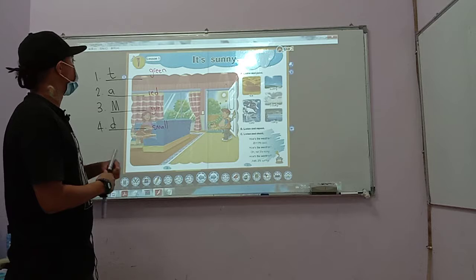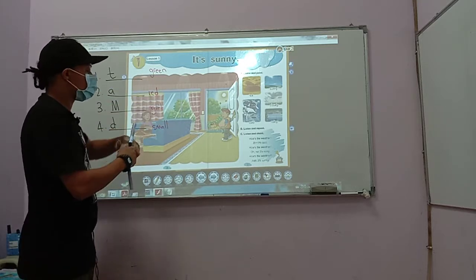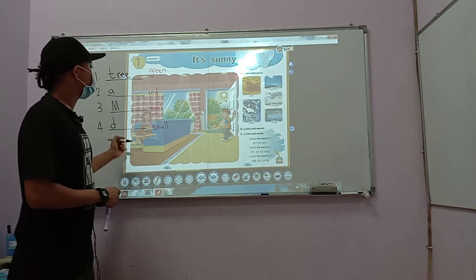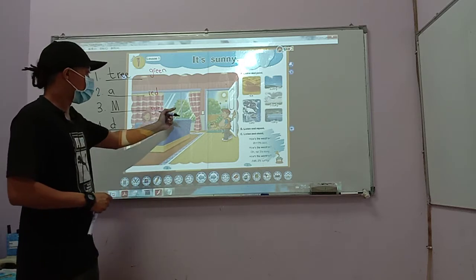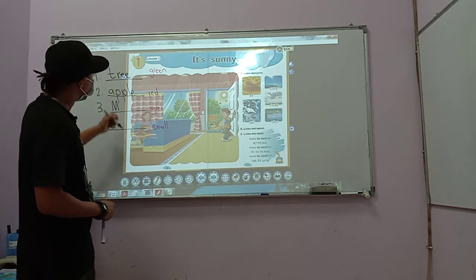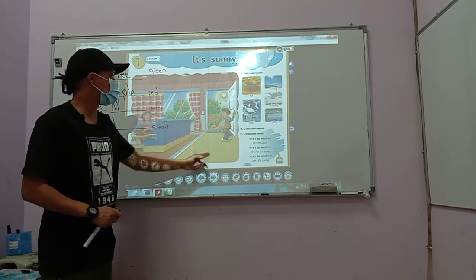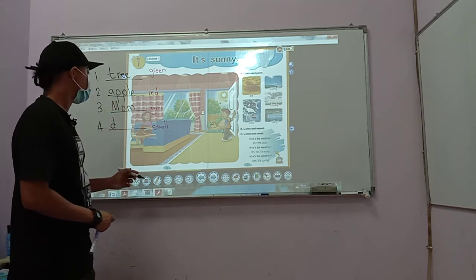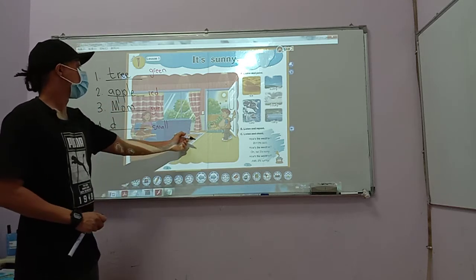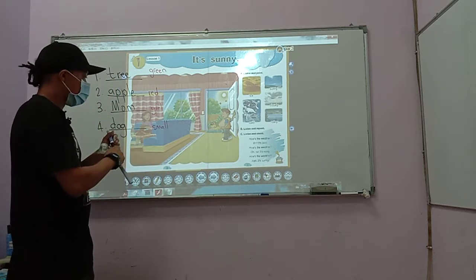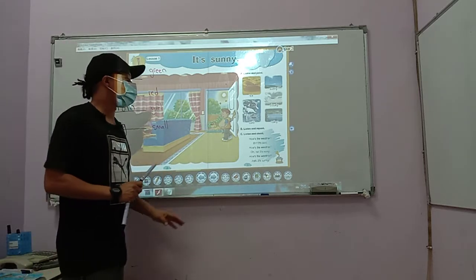Alright, the first one was green and it's outside. It is a tree. The second one was red and it's also outside. It's an apple. Then we have a girl. Do you see any girls? I see. That girl is mom. Okay? And number 4 is the small dog. So that's what you can see on this page.